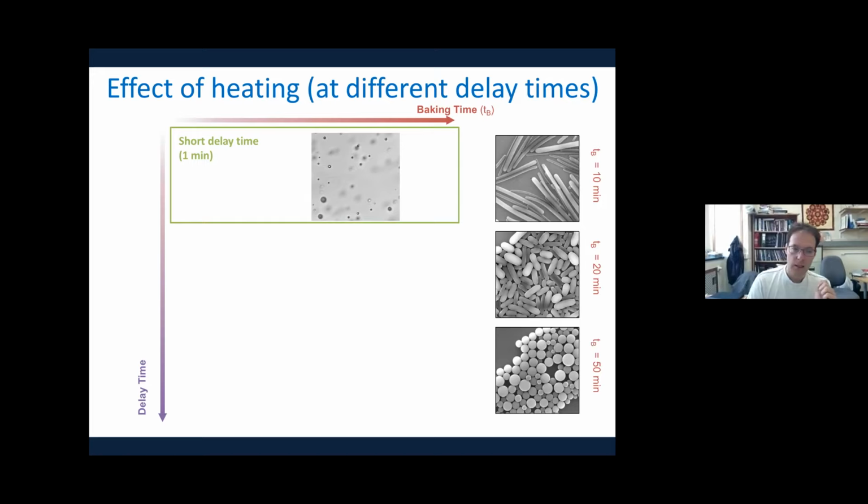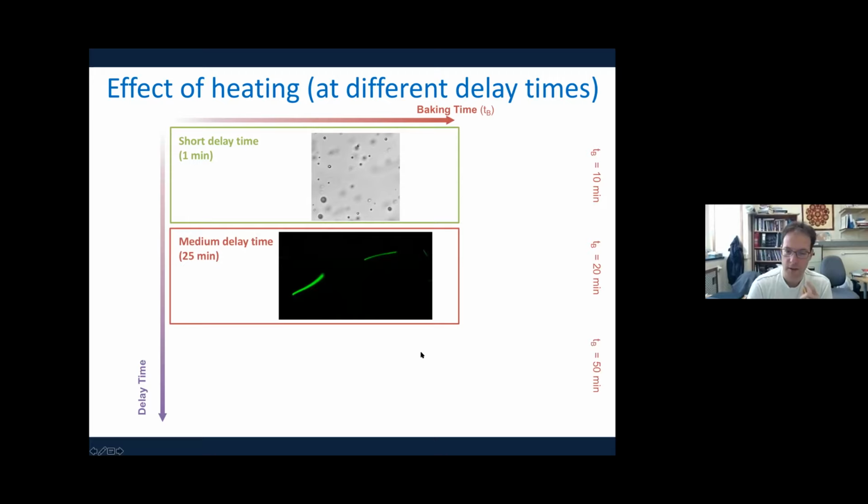Now, if we increase the delay time a little bit, in other words, we wait a little bit longer before we put them in the oven, the cross-linking density of the rods that you put in the oven is just a little bit higher. Then the following happens. Here's a confocal microscopy movie of what happens. You can see they start to get round edges, and then poof, they actually buckle, they bend. This is how bananas are formed.